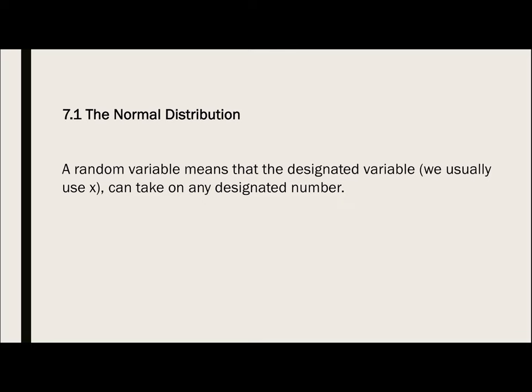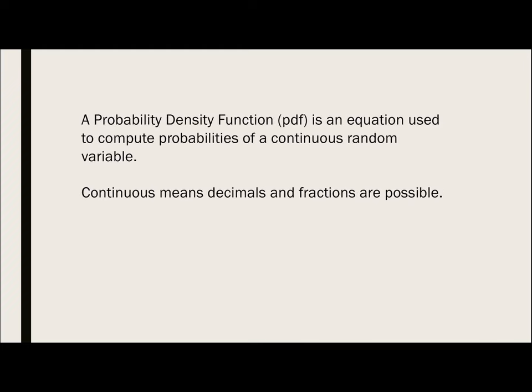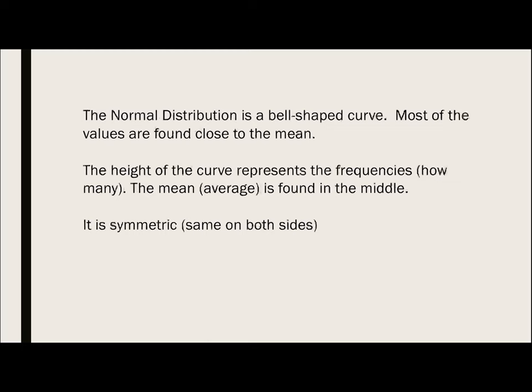Normal distribution. A random variable means that the designated variable, we usually use x, can take on any designated number. A probability density function, PDF, is an equation used to compute probabilities of a continuous random variable. Continuous means decimals and fractions are possible. The normal distribution is a bell-shaped curve.